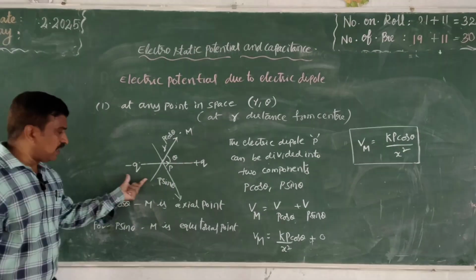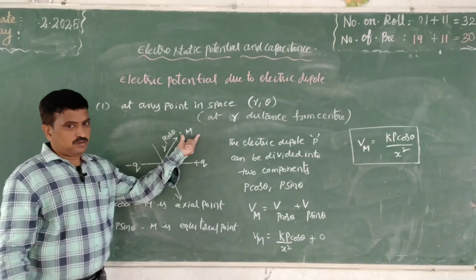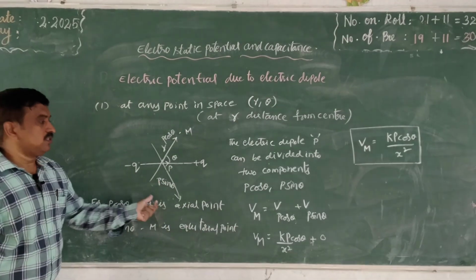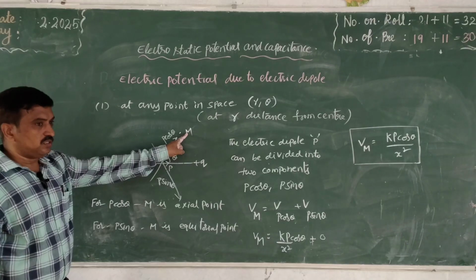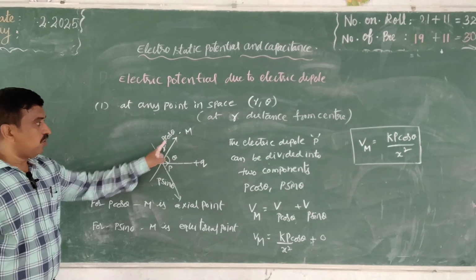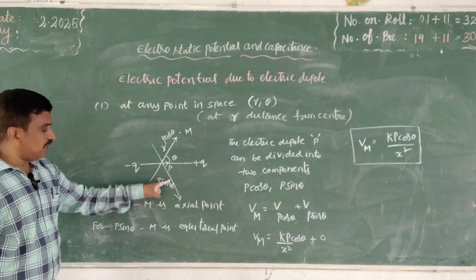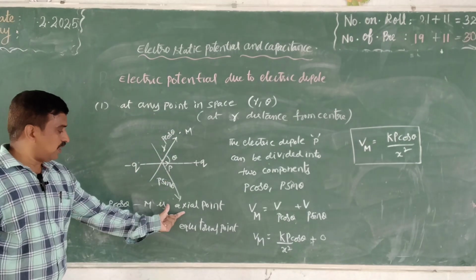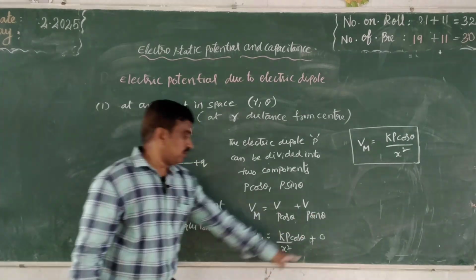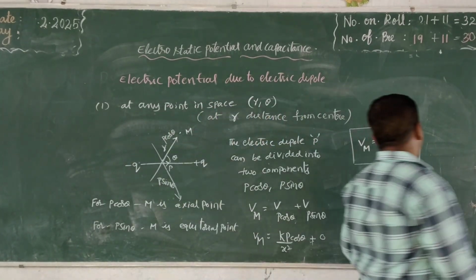Understood now? This is the electric dipole. At a particular point in space, this is how we find the electric potential. P is divided into two components, P cos theta and P sin theta. P cos theta is along the axial line, and P sin theta is along the equatorial line. Due to the axial component we get a potential, and for the equatorial component the potential is 0. The net potential is K P cos theta by r square.